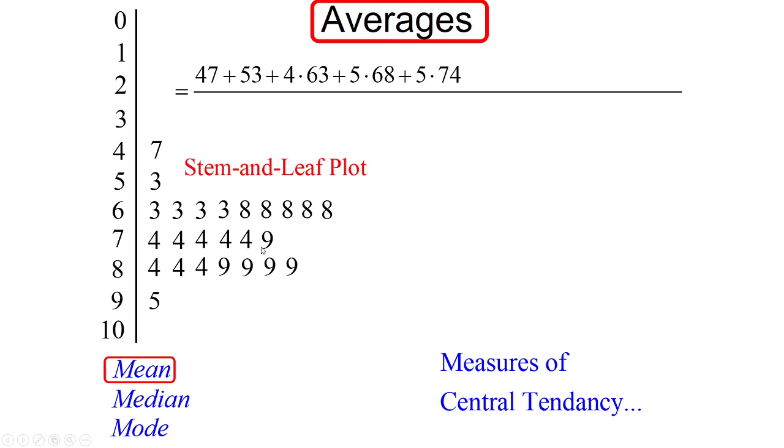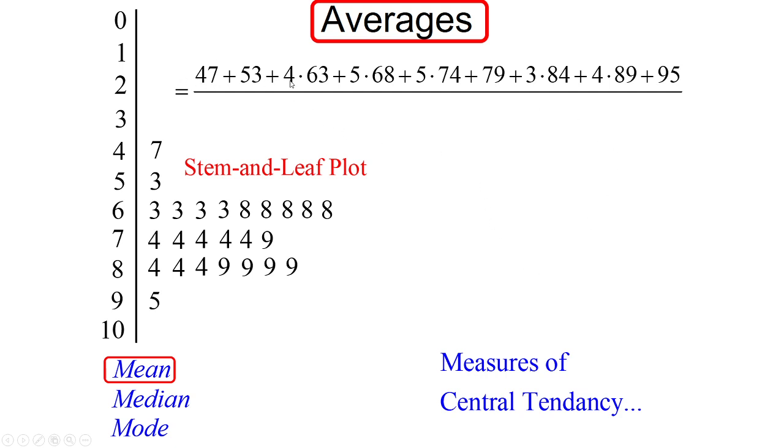And then I have 179 plus 79. And then I have 1, 2, 3, 84. So let's go plus 3 times 84. And then I have 1, 2, 3, 4, 89. So let's go plus 4 times 89. And then I have my last score of 95, plus 95. So this would be the sum of all of the scores right there.